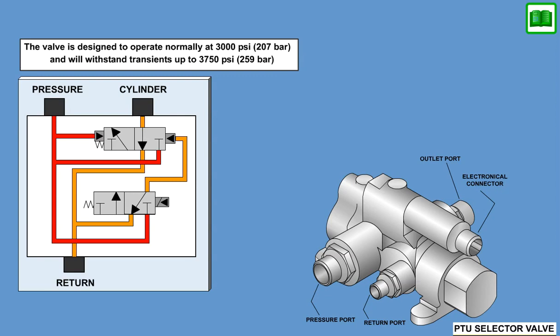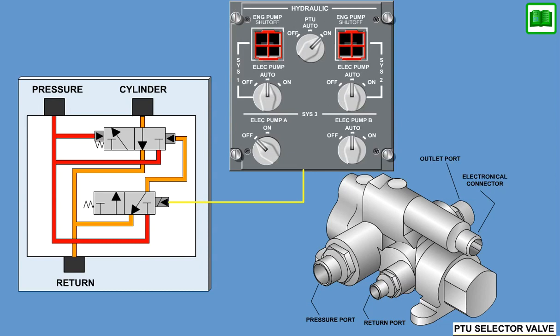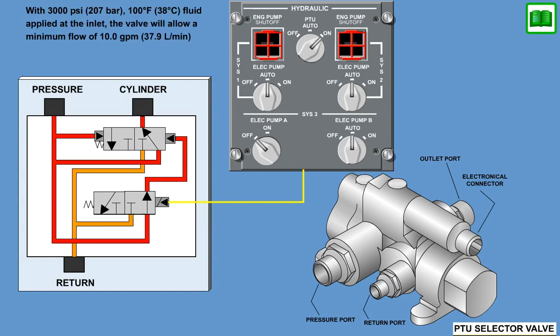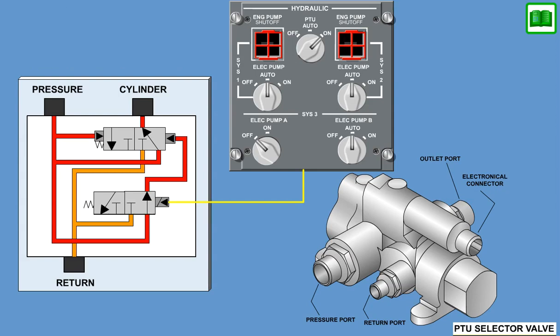259 bar. When the PTU select valve is energized, pilot pressure and spring force act to move the main control spool to its open position, admitting system pressure to the valve outlet port. With 3,000 psi, 207 bar, 100 degrees Fahrenheit, 38 degrees Celsius, fluid applied at the inlet, the valve will allow a minimum flow of 10.0 gallons per minute, 37.9 liters per minute. In this condition, the pressure drop across the valve is 60 psid, 4.14 bar, or less. Upon removal of pilot pressure, a spring moves the spool to the blocked position, porting cylinder pressure to return.